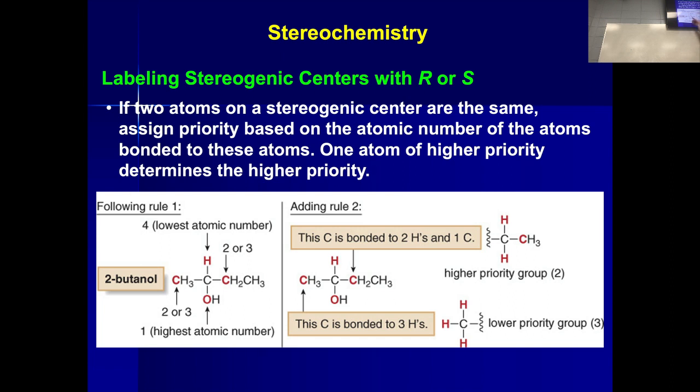Well, this carbon is attached to another carbon and 2 hydrogens. What's attached to this carbon? Hydrogen. Just 3 hydrogens. So which one takes priority? That one, right? So your groups are going to be 1, 2, 3, and 4 when you number them. Okay? So that's the very first thing that you're going to have to do, is identify the priorities.